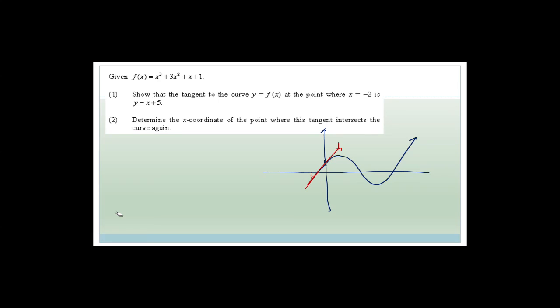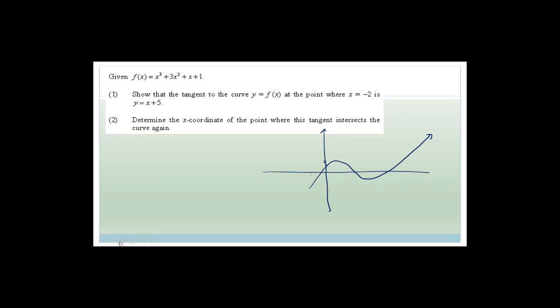So in fact, let me just erase the red. Okay, and let me just draw this again. So it doesn't matter what it looks like. Okay, no, it does a little bit. So let us draw it like this, and then like that, and up like that.